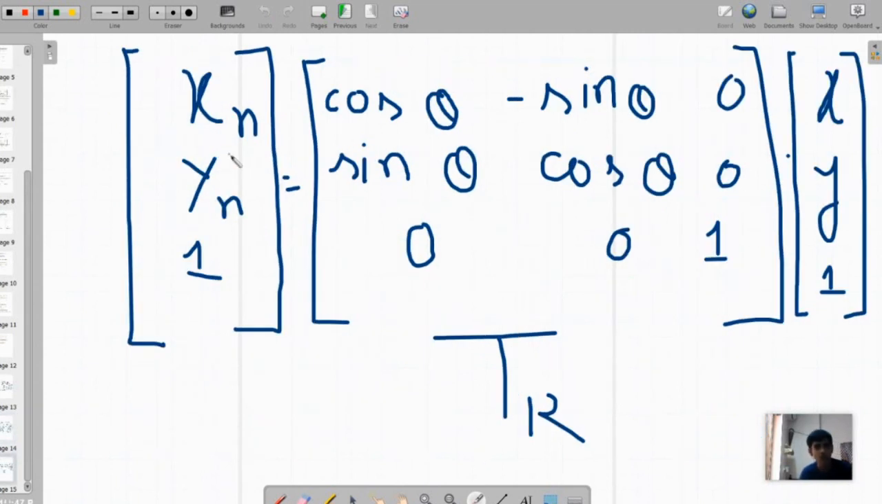How? Just have a look. Xn equals cos theta multiplied with x old minus y old multiplied with sin theta and 0 multiplied with 1. So xn equals x old cos theta minus y old sin theta. Then let me move to the next row. Yn equals sin theta multiplied with x old plus cos theta multiplied with y old plus 0 multiplied with 1. So yn equals x old sin theta plus y old cos theta. And the last row, 1 equals x old multiplied with 0 plus y old multiplied with 0 and 1 multiplied with 1. So 1 becomes 1. So you can see this is your generalized rotation matrix which you have been able to derive by following the discussion.